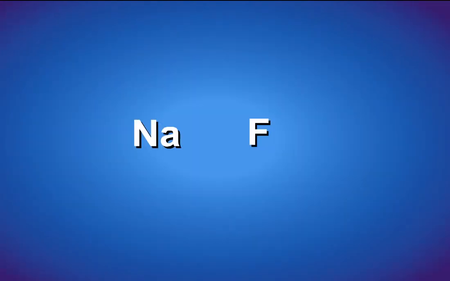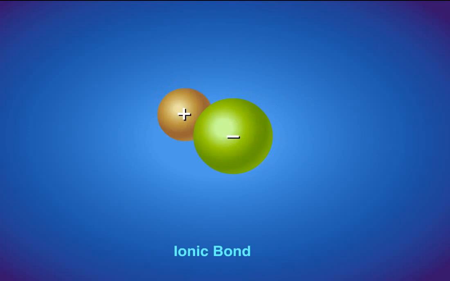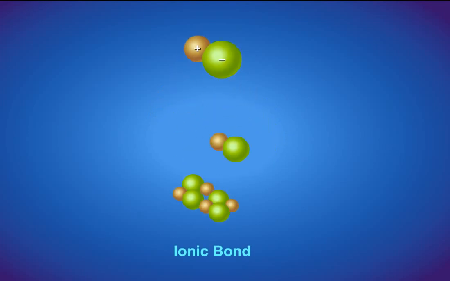Sodium has 1 valence electron and fluorine has 7 valence electrons. If the 1 valence electron of sodium is transferred to fluorine, both atoms achieve an octet of electrons. By losing 1 electron, sodium has a +1 charge. By gaining 1 electron, fluorine has a -1 charge. An ionic bond is the electrostatic force that holds ions together in ionic compounds.